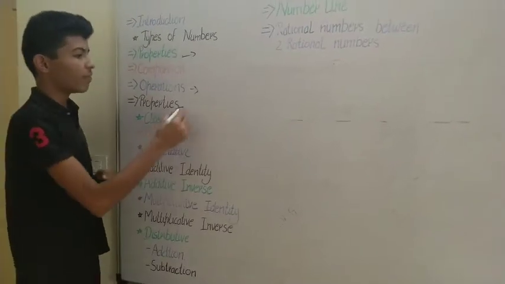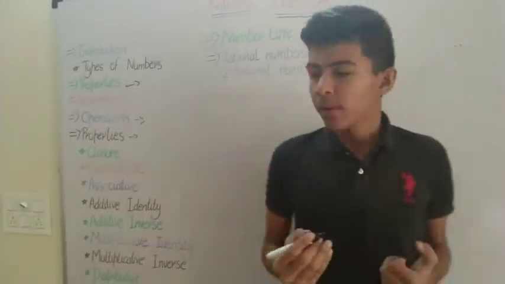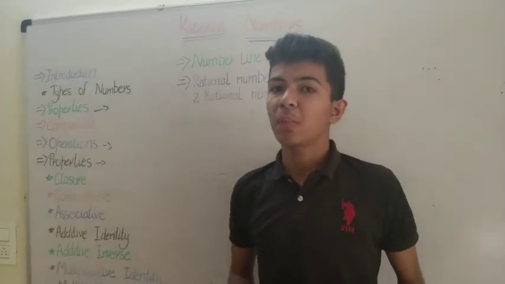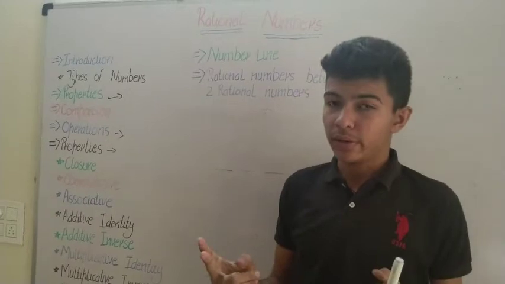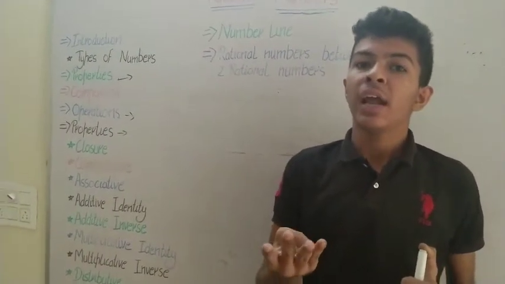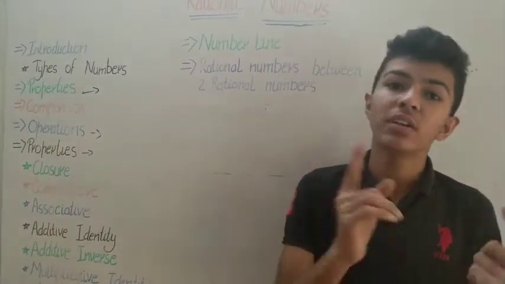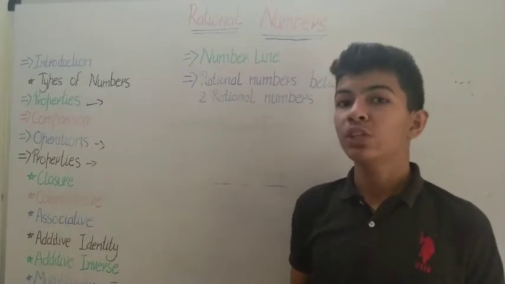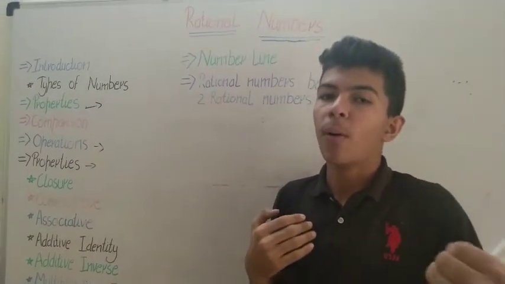Now let's move to the different types of properties that a rational number follows. For the properties, first let's learn about the closure property. What does the closure property state? A closure property states that if you take two numbers and perform any operation, that is addition, subtraction, multiplication and division, the result should be in the range of the number set that we have picked. Just like if you pick two natural numbers and the operation gives a natural number, then it is closed under that property.